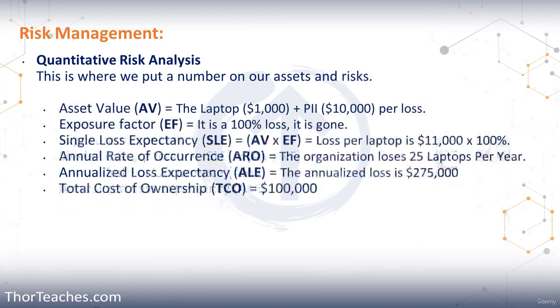Let's look at the example of a laptop. If we say that the actual asset value for each laptop is $11,000, the laptop itself costs $1,000 to buy and configure, and then the PII, the data on the laptop, is worth $10,000 per loss. Well, that's then the asset value. That asset is worth $11,000. Now, when a laptop gets stolen or someone forgets it somewhere, it's completely gone. It's 100% loss. Had this been a data center and we lost 25% of the data center, then the exposure factor would be 25%. So for us, the single loss expectancy is the asset value times the exposure factor. So 11,000 times 100%, 11,000.